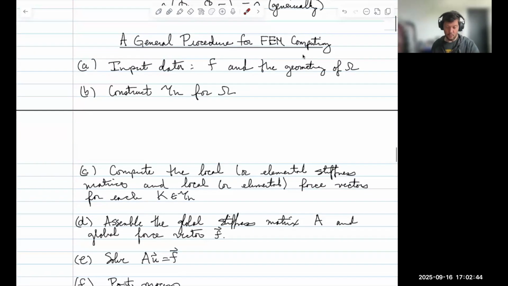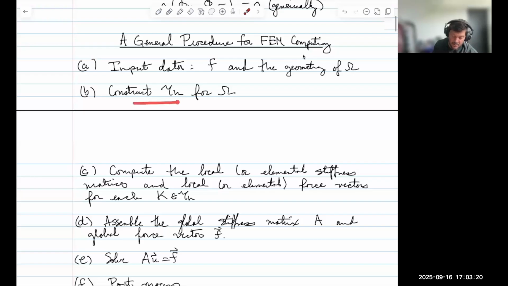Okay, so what would you need in order to do finite element computing in 2D? Well, you're going to need to know what is the shape of your omega. You're going to need to know what is the forcing function. So let's just think about the model problem for now. The only data in the problem is just going to be f, the forcing function, and the geometry of the problem. There's not really anything else there, but this is complicated enough.